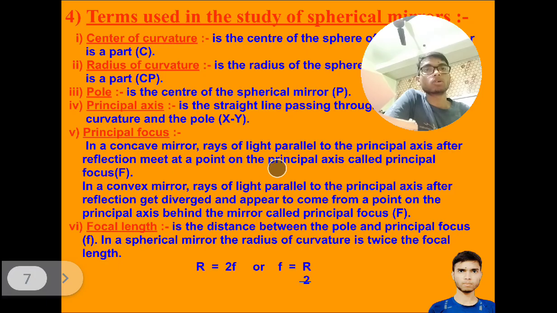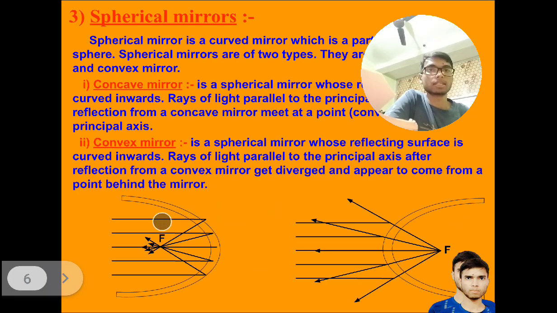So rays of light parallel to the principal axis, after reflection, meet at a point on the principal axis called the principal focus. Here you can easily see parallel rays of light coming from a source falling on the surface of the concave mirror. They are meeting over here. This is the focus, and this is the center of curvature.